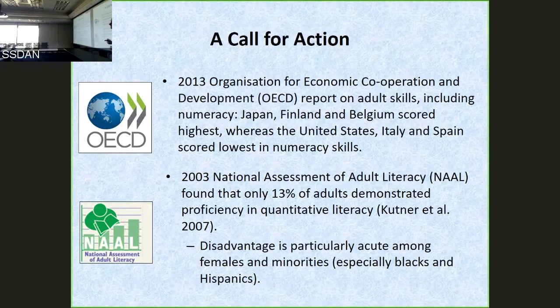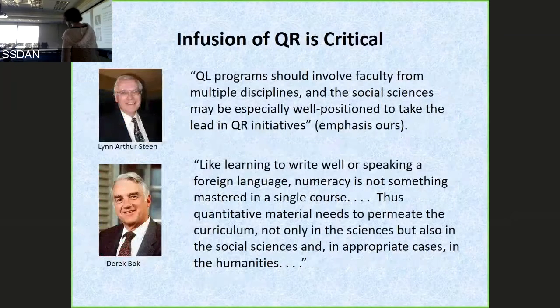By the way, in the OECD report, you can also find tables broken down by race and ethnicity. Those reports also show that African Americans and Latinos are especially disadvantaged. So that carries over to today, not surprisingly. So how are we going to address this? How are we going to respond to this quantitative literacy gap?